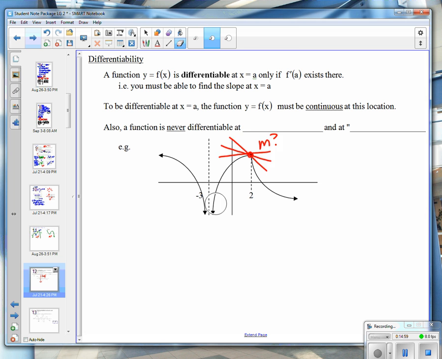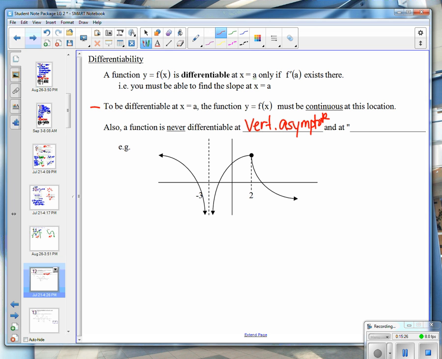So let's kind of summarize this. It's saying that to be differentiable, the function must be continuous. Remember, that means that there's no kind of break in the graph and nothing really funky going on. Must be continuous at this location. Also, a function is never differentiable at a vertical asymptote and at a corner or a cusp or an endpoint. All of those will not give us a derivative.